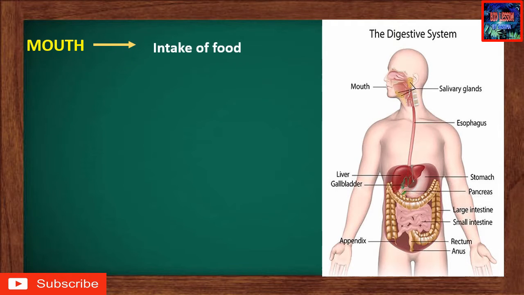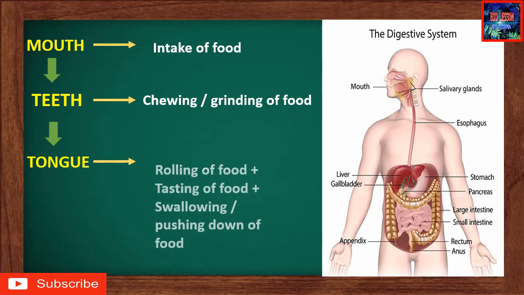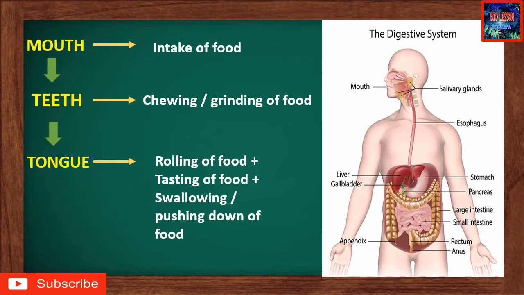The mouth helps in the intake of the food, and the food is broken down by our teeth. So the teeth help in chewing and grinding of the food. And our tongue helps in the rolling, tasting and swallowing down of the food.